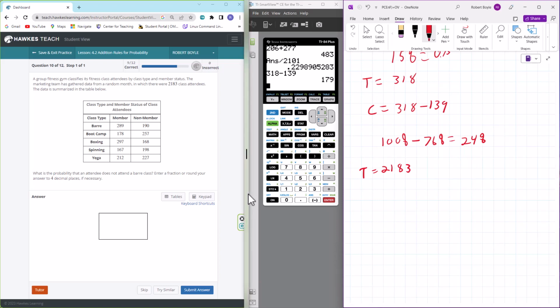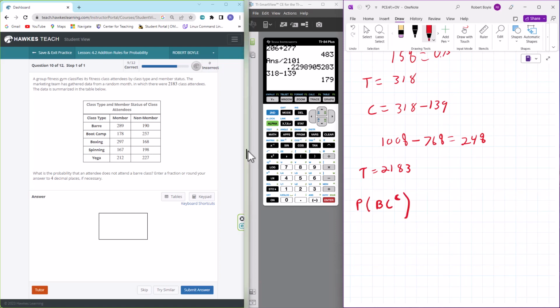And the question is, find the probability that an attendee does not attend a bar class. So we want to find the probability that the attendee does not attend a bar class. That would be the probability of the complement of the attendees attending the bar class.